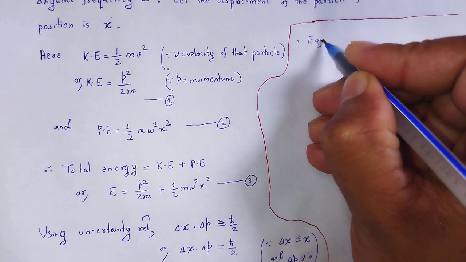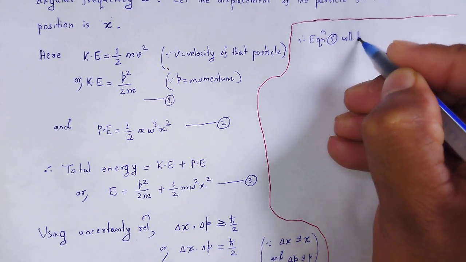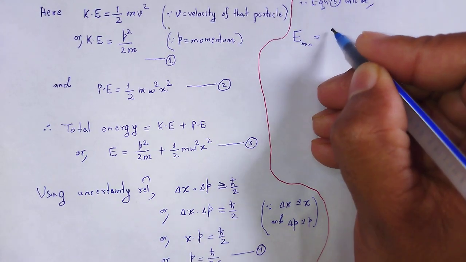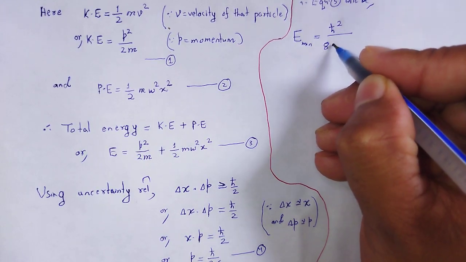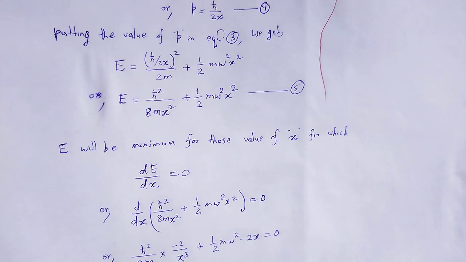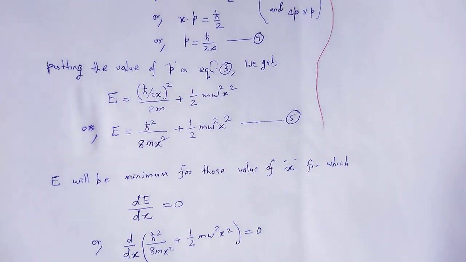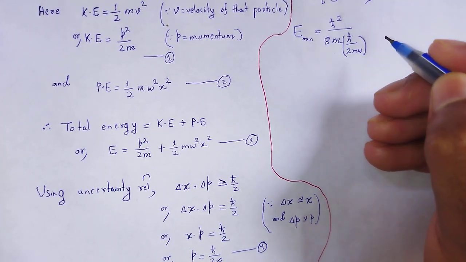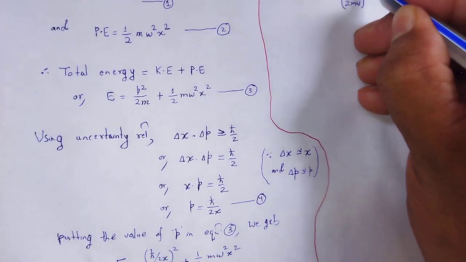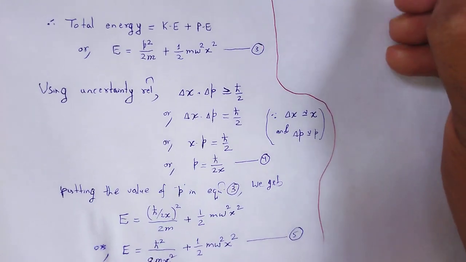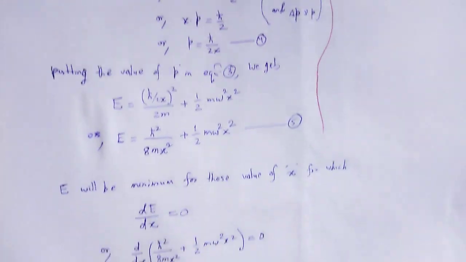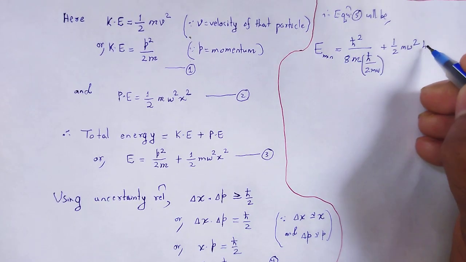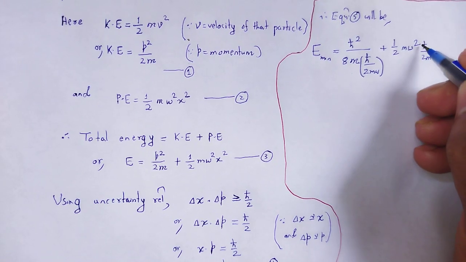Therefore, equation 5 will be, that is the E minimum equals h cut square divided by 8 m, in place of x square we substitute that value, h cut divided by 2 m omega, plus half m omega square, again in place of x square, that value as h cut divided by 2 m omega.